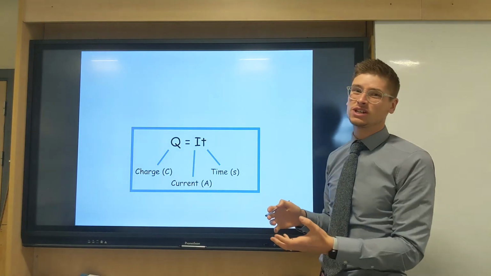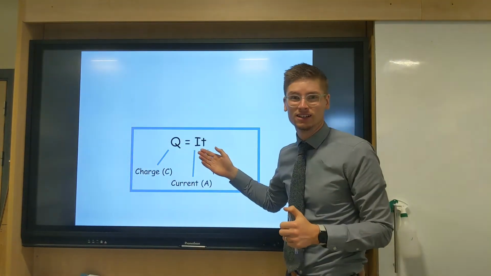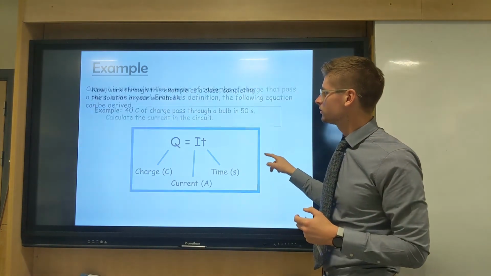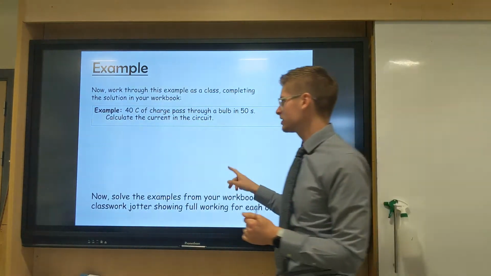This is an easy equation. Guys, D equals VT is the same as this. It's just Q equals IT. So the way that we change it and manipulate it shouldn't be that difficult. Alright? So let's just do a wee quick example. Q equals IT, let's just see how easy this actually is.